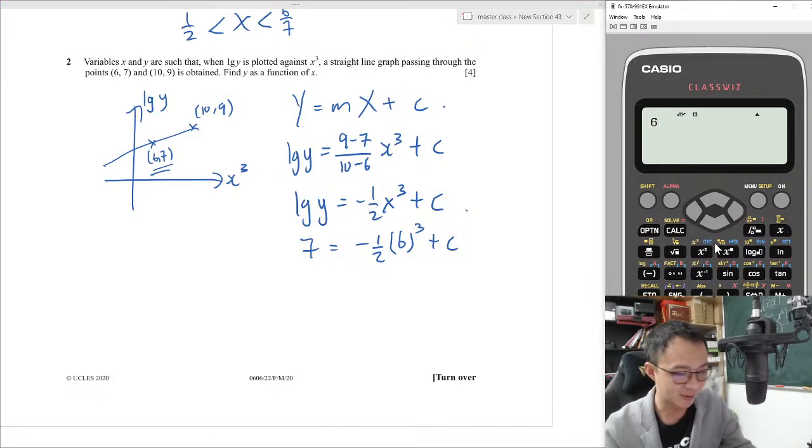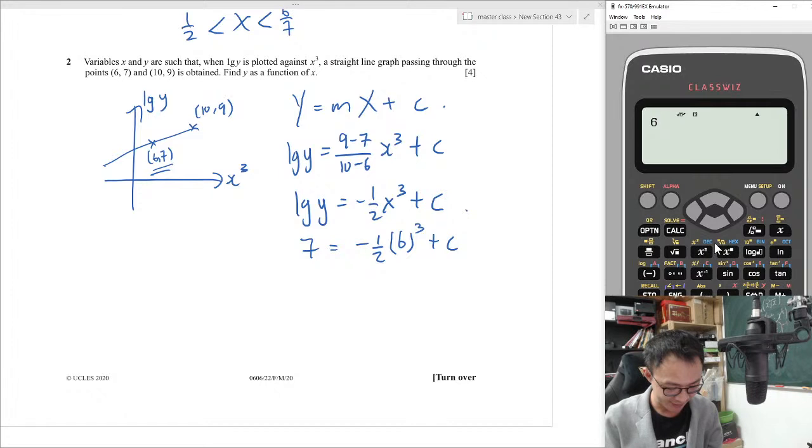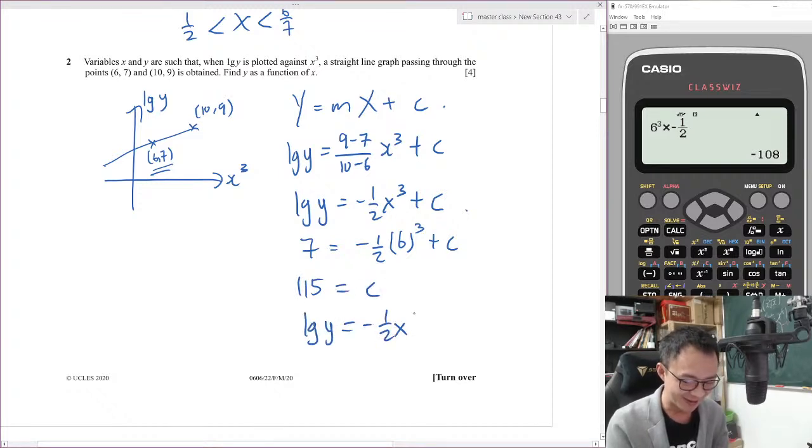We will get some weird answer here, I guess. So we type into the calculator 6 to the power of 3, then multiply by negative 1 over 2, and then plus 7, so it is 115 for my c. It looks a bit weird, but I hope it's correct. Later I can check the answer if I want. Plus 115 here. But the question asks me to make y a function of x.